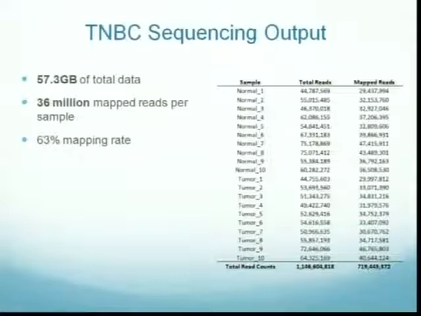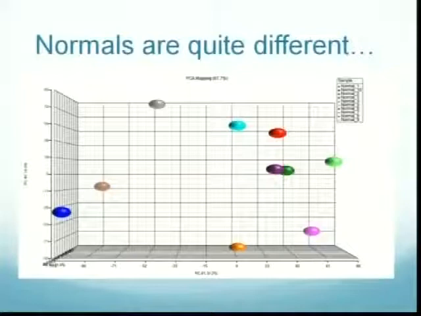So one of the first things that was interesting when we did this study was we did a PCA analysis of just the normals. So we took the gene expression data from the RNA-seq and did a PCA. And what you can see here is this kind of wide variation in the gene expression among the normal tissues.